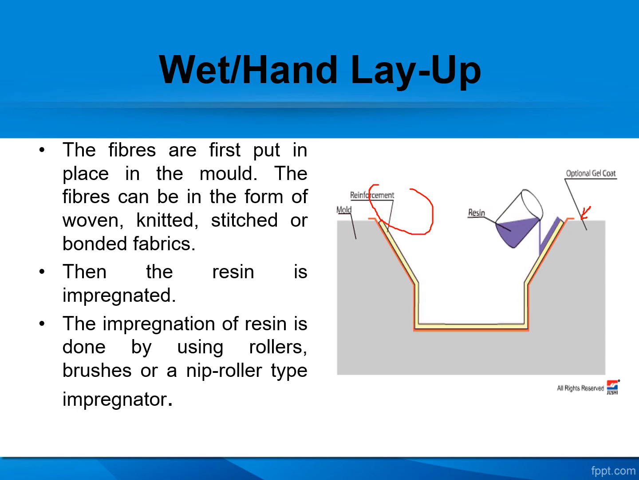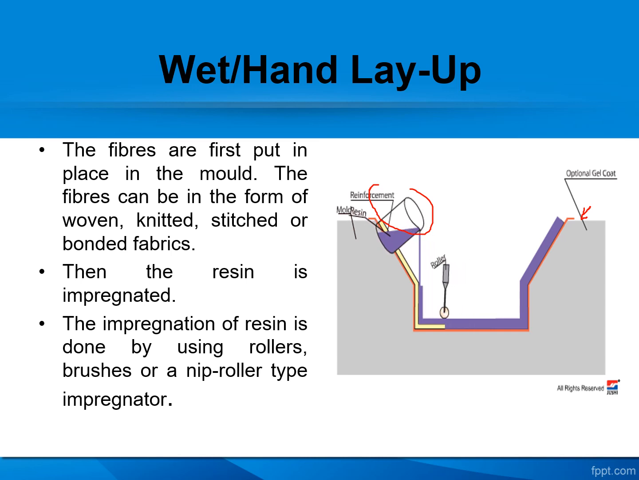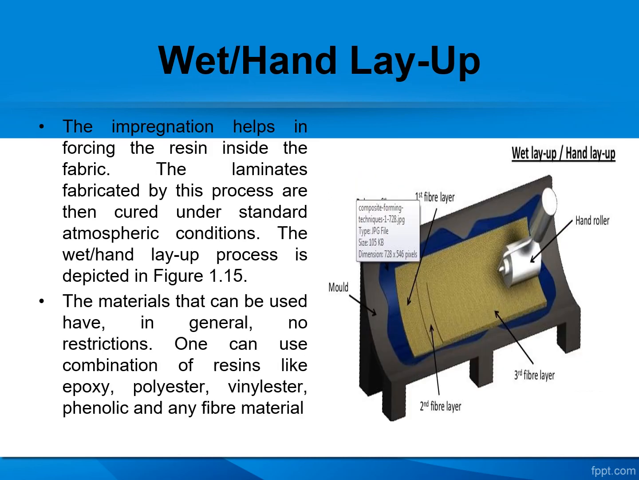So once the resin is poured over the fiber, you have to impregnate using the roller, okay, to avoid the blowholes. The impregnation helps in forcing the resin inside the fiber. See, using the hand roller we are doing the impregnation. Okay, so the laminates fabricated by this process are then allowed for curing.